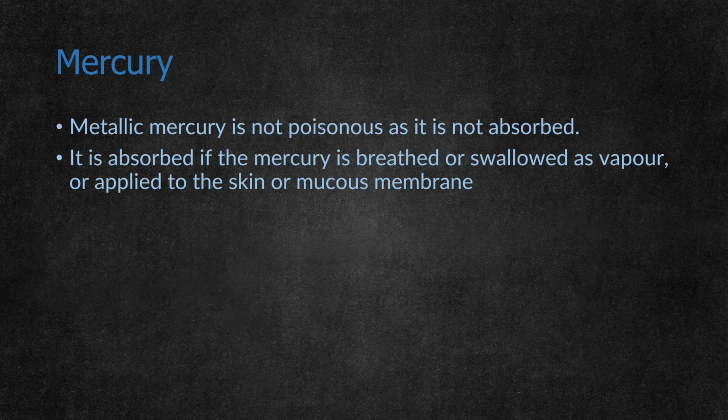The metallic form of mercury is not poisonous and is not absorbed, but it does get absorbed if it is breathed or swallowed as vapor, or if it is applied to skin or mucous membrane.